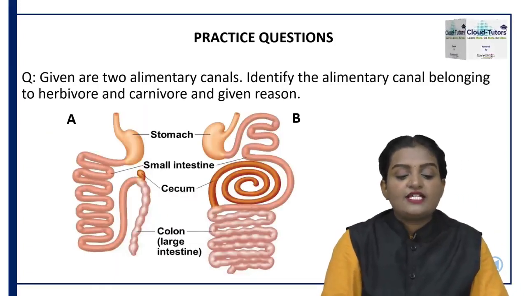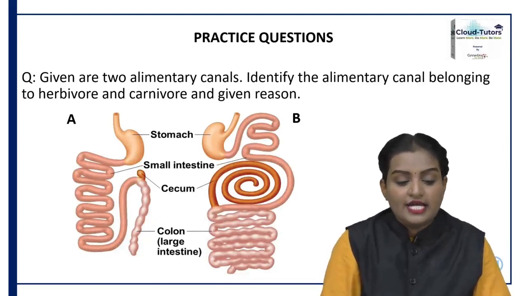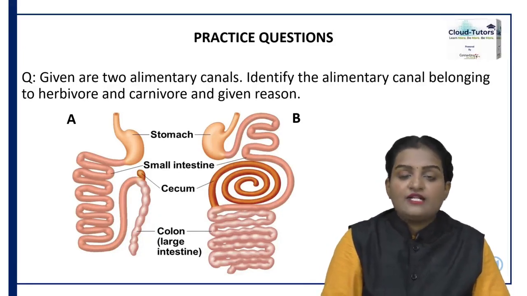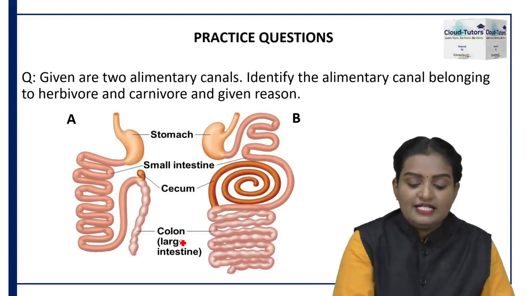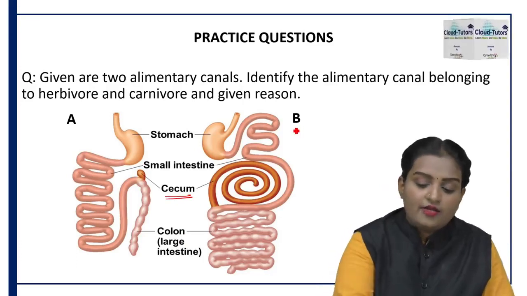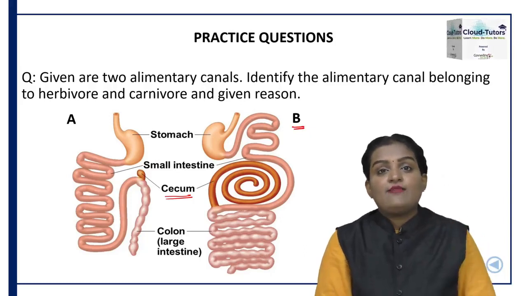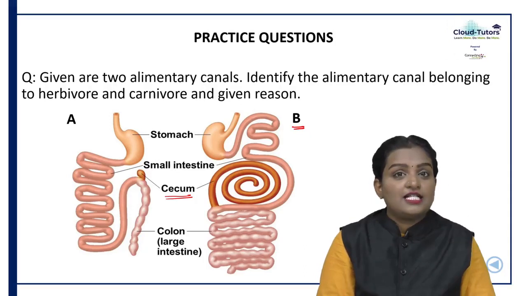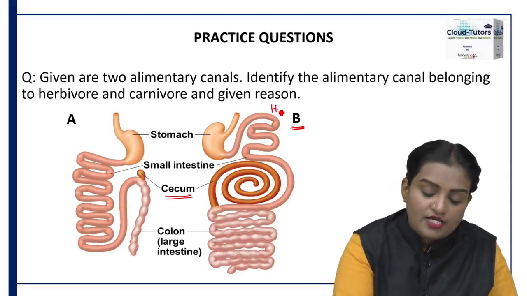Next question: given are two alimentary canals, identify the alimentary canal belonging to herbivore and carnivore and give the reason. So here we have A and B. Both have stomach and small intestine, but you can see the cecum is enlarged or longer in B compared to A. As I told, cecum and appendix are non-functional in humans and functional in herbivores. So B will belong to a herbivore because they have cecum.